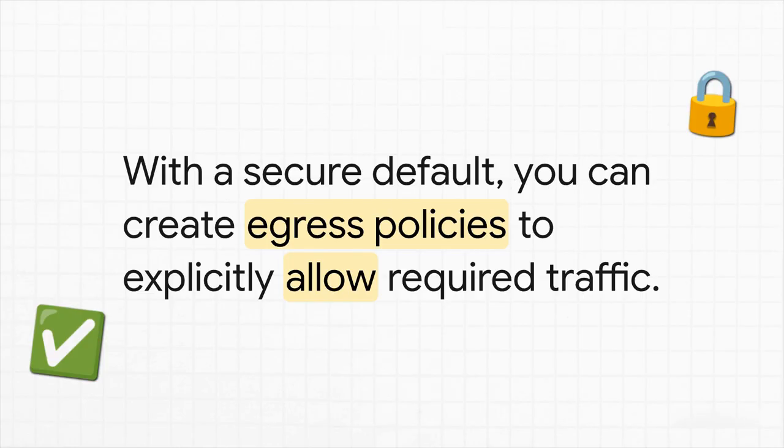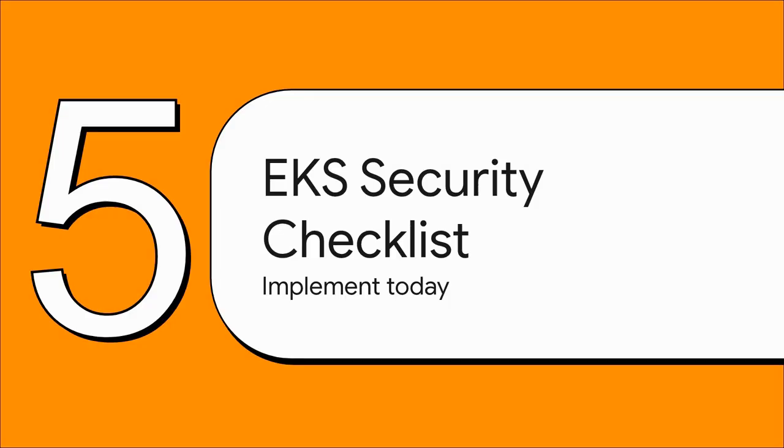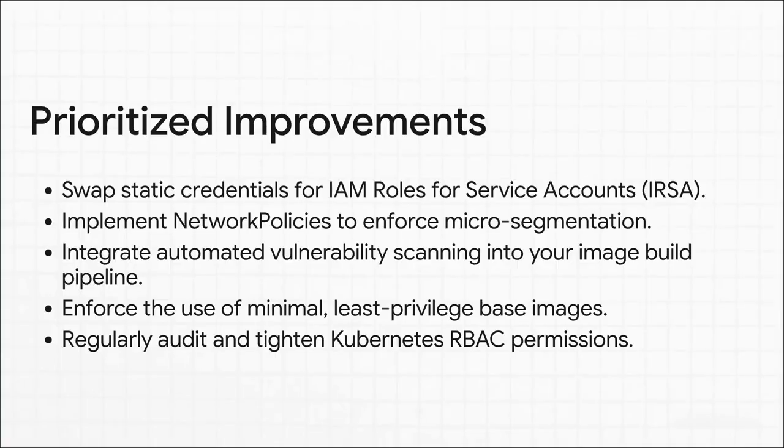Total lockdown. Phew, okay, that was a lot, so let's pull all of this together into a super clear, actionable checklist that you can literally take back to your team and start working on today. All right, let's run through this and prioritize. Number 1, the biggest bang for your buck. Swap every single static credential for IRSA. Just do it. Next up, get those network policies in place. Lock down that east-west traffic and stop attackers from moving laterally.